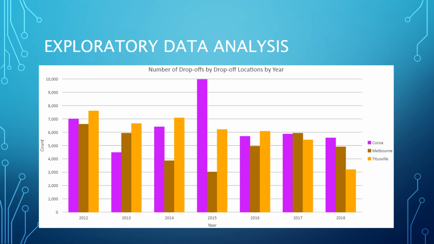Before we do the analysis, we need to do the exploratory analysis. The bar chart shown here is the number of drop-offs by drop-off location by year. You can see from the chart that the drop-off location named Titusville shows a general downtrend from 2012 to 2018, and the rest of the drop-off locations did not show a really clear pattern of up or downtrend. It shows a fluctuation pattern.